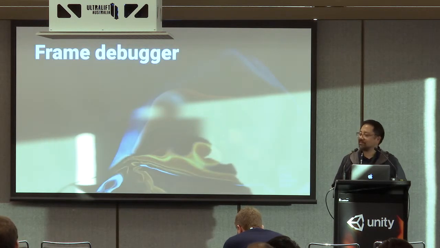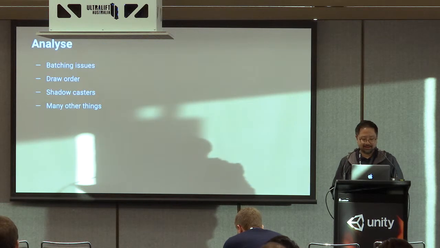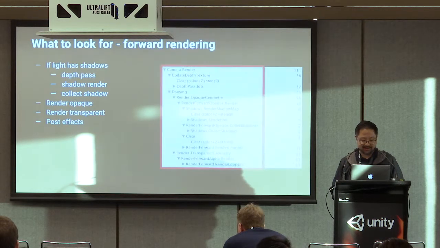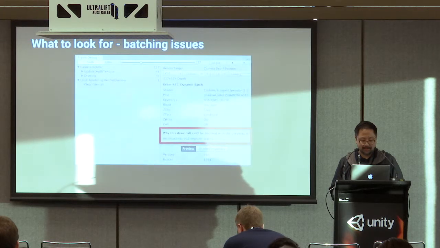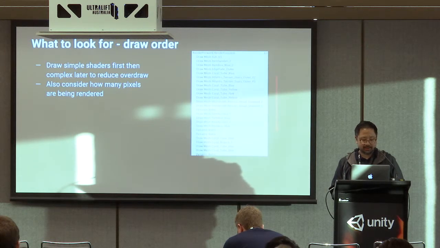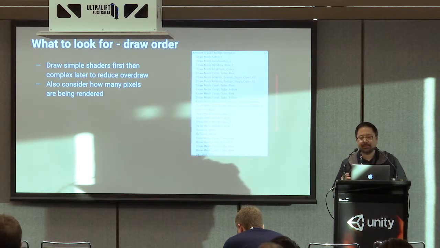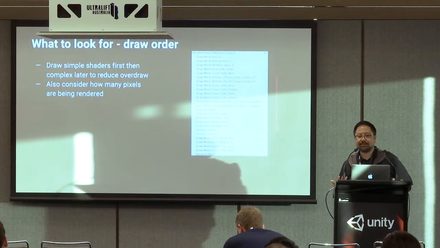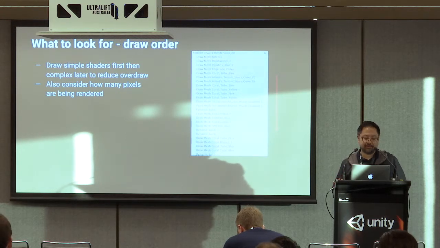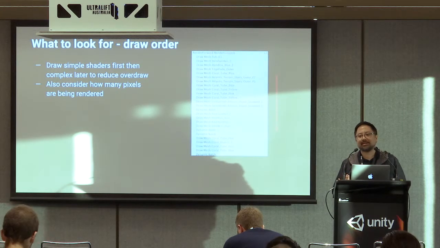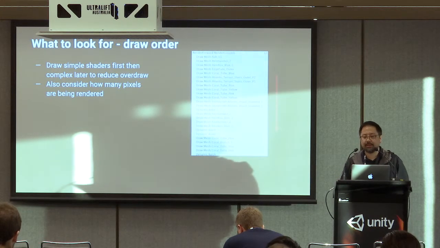I was going to talk about the frame debugger, but I might skip over it because I have a lot of other stuff to talk about. So I'll just talk about one thing. I actually use the frame debugger to analyze the draw order of things. It's better to draw things with simple shaders first and complex shaders later, because when something simple gets drawn first, it writes to the Z buffer, and then the complex one won't run. I think this even affects things which are not transparent.